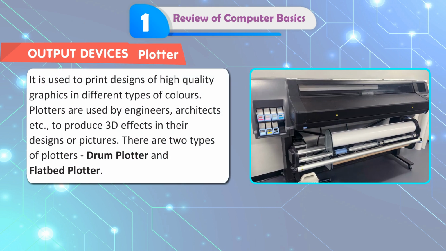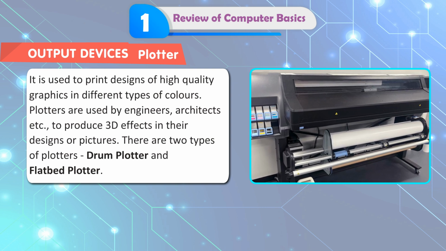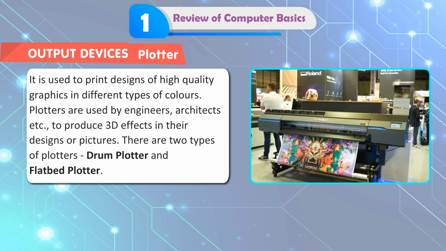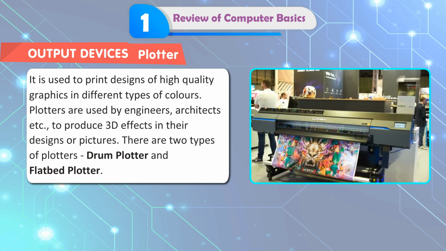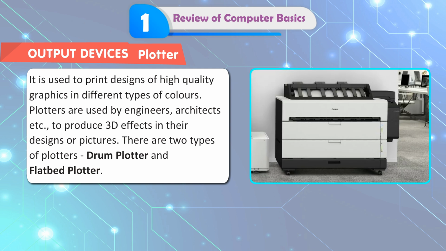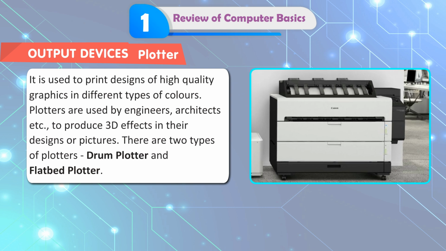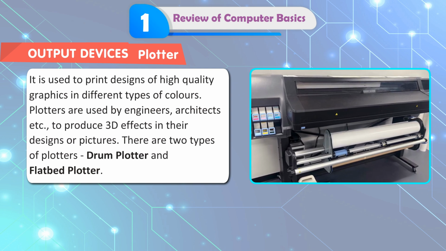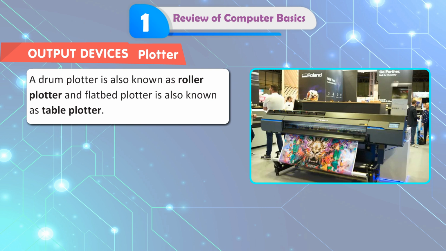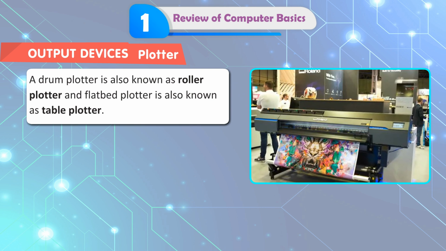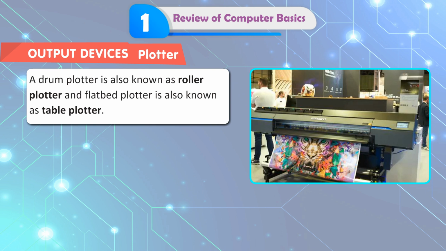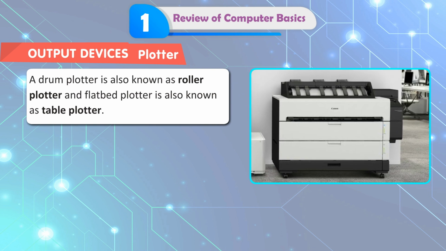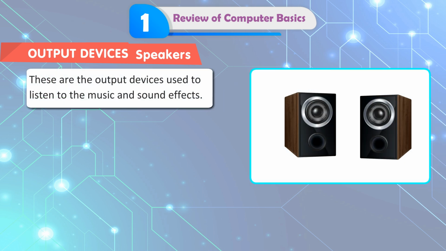Plotter. It is used to print designs of high-quality graphics in different types of colors. Plotters are used by engineers, architects, etc. to produce 3D effects in their designs or pictures. There are two types of plotters: drum plotter and flatbed plotter. A drum plotter is also known as a roller plotter, and a flatbed plotter is also known as a table plotter. Speakers. These are the output devices used to listen to music and sound effects.